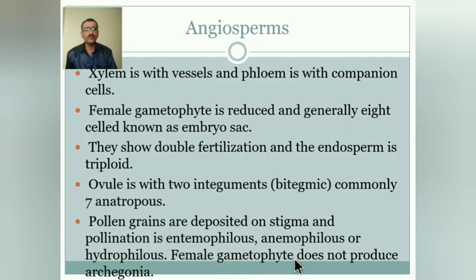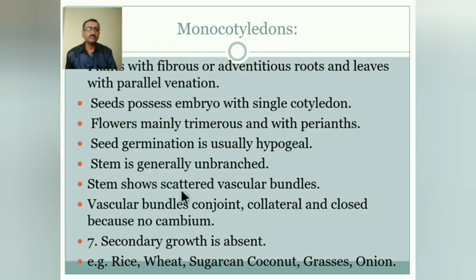Female gametophyte does not produce archegonia. Here the members have fibrous or adventitious roots and leaves with parallel venation. Seed possesses an embryo with a single cotyledon. Again, angiospermic plants are divided into two groups, monocot and dicot.